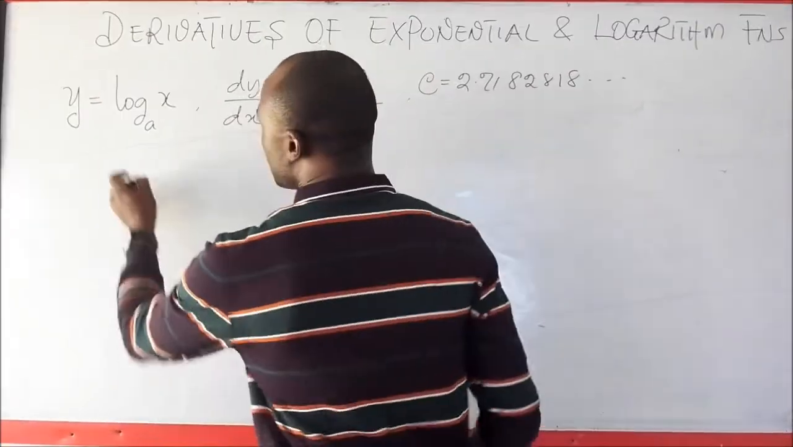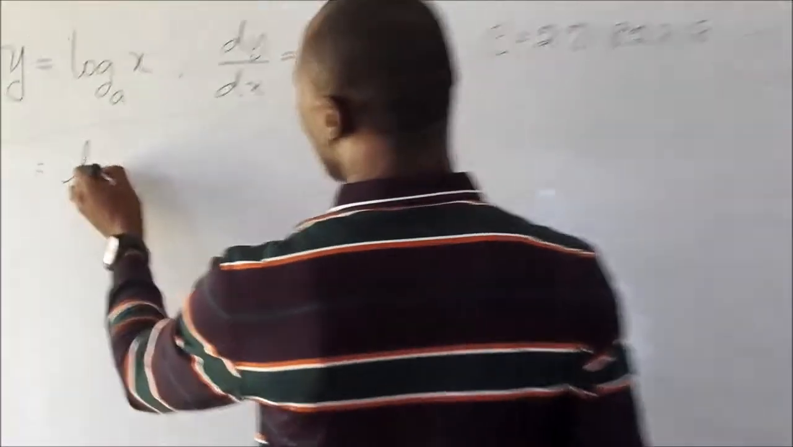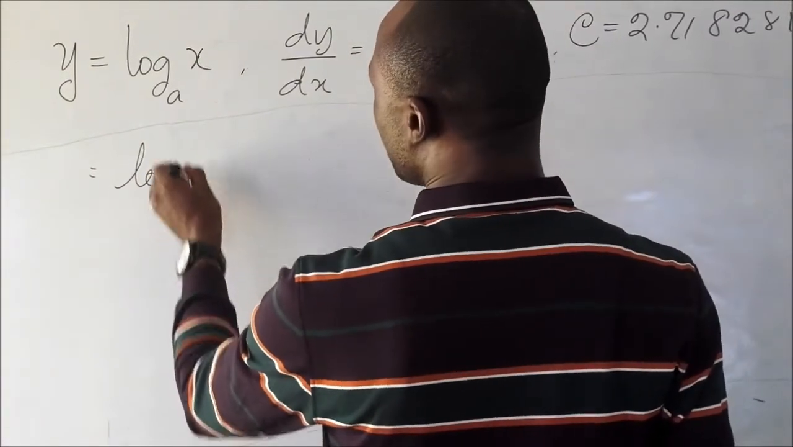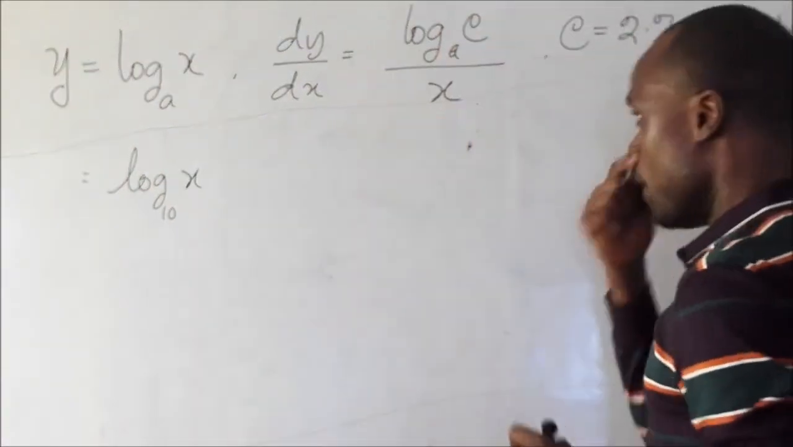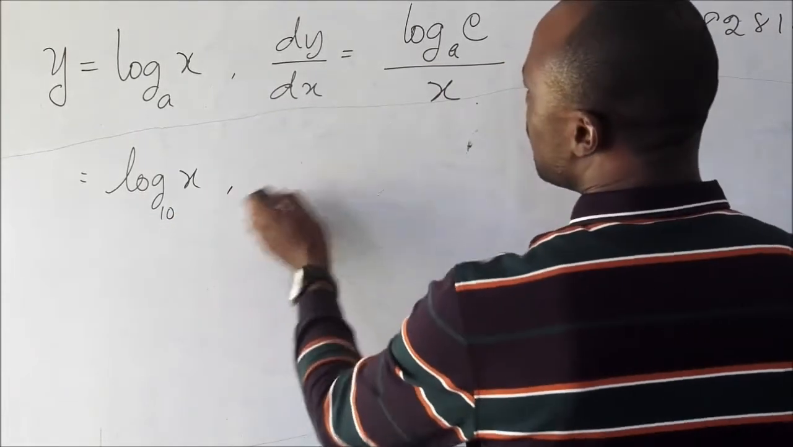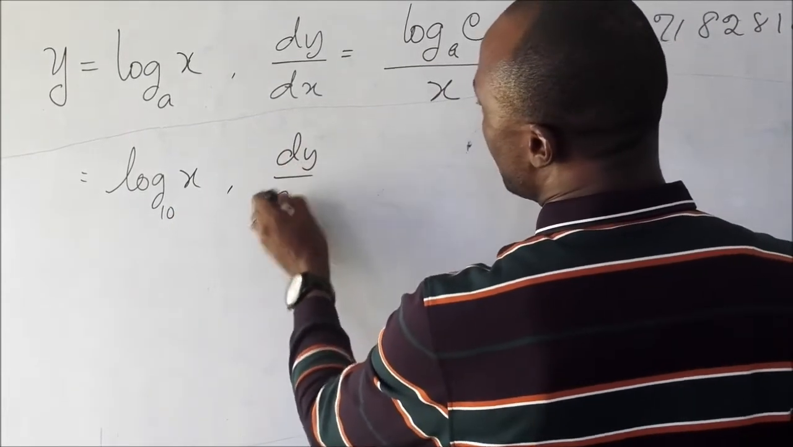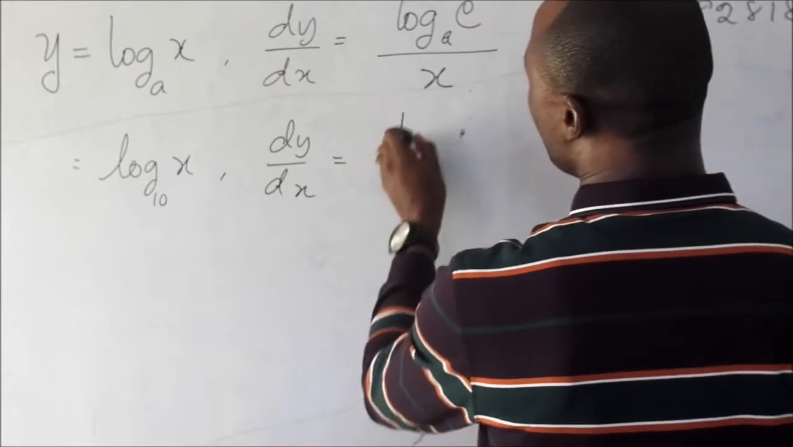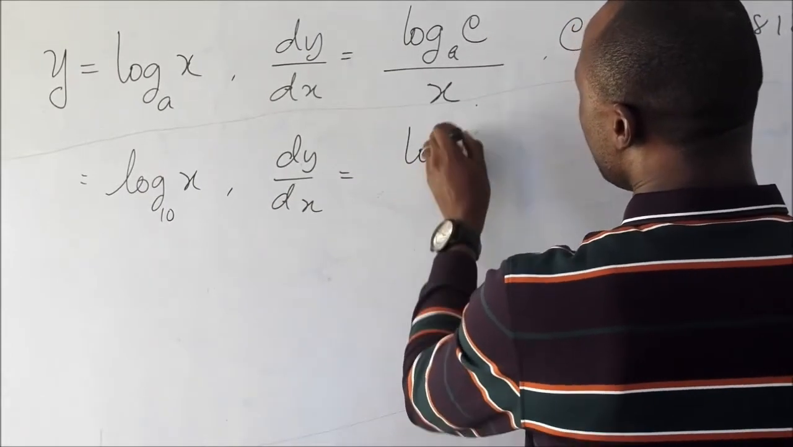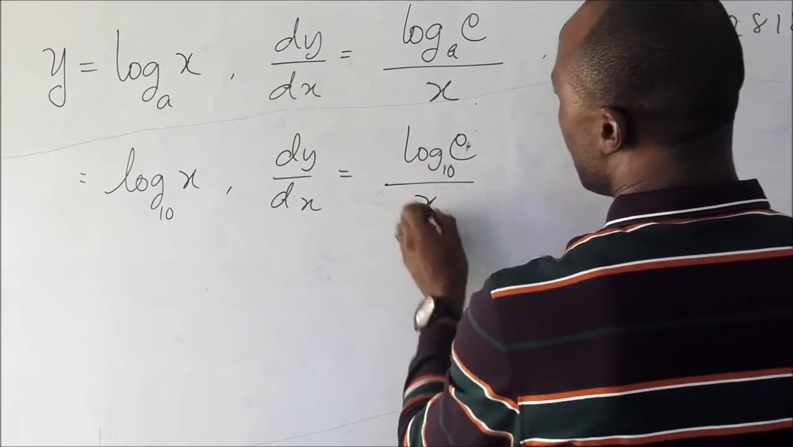What I mean is that, for instance, if we have log base 10 of x, the derivative of that, dy/dx, is going to be equal to log base 10 of e over x.